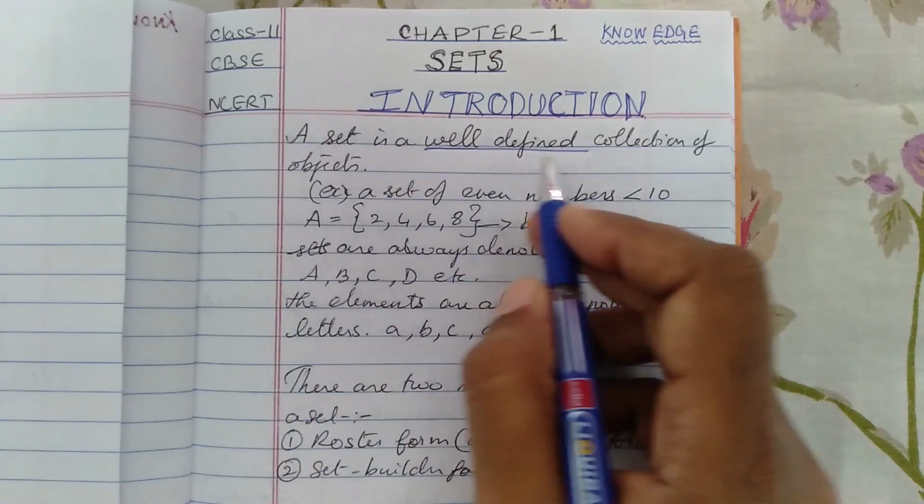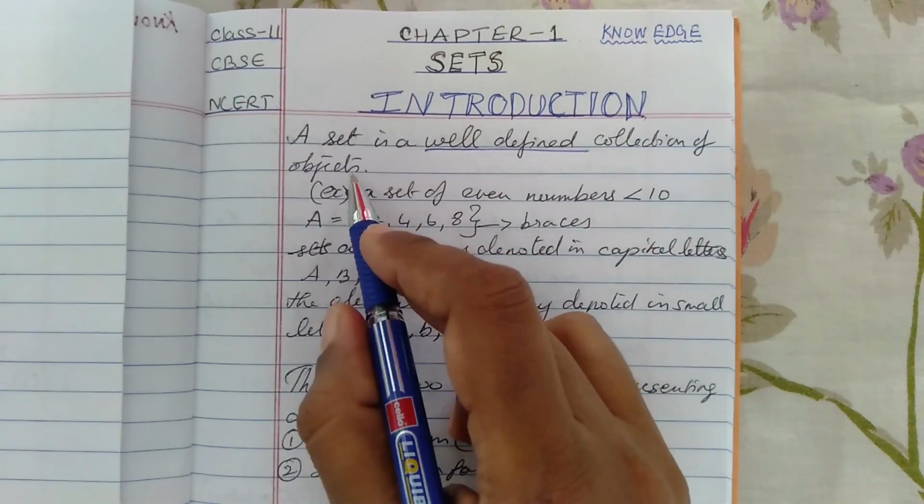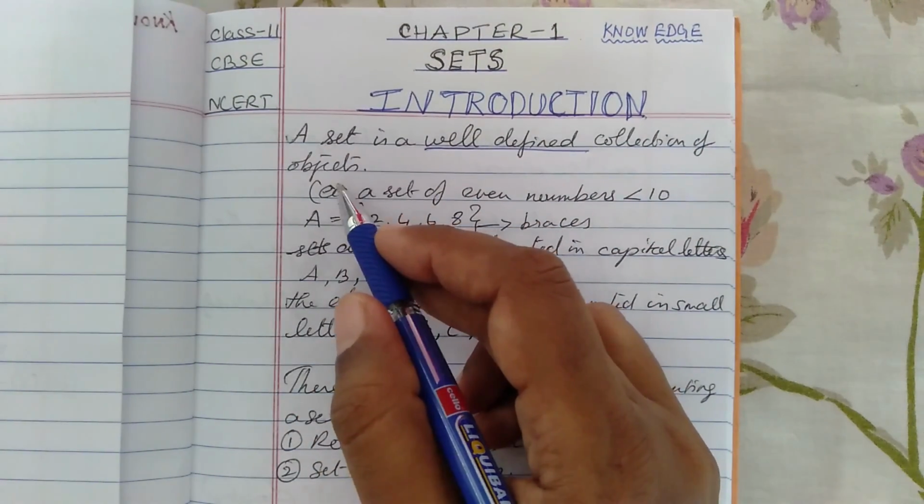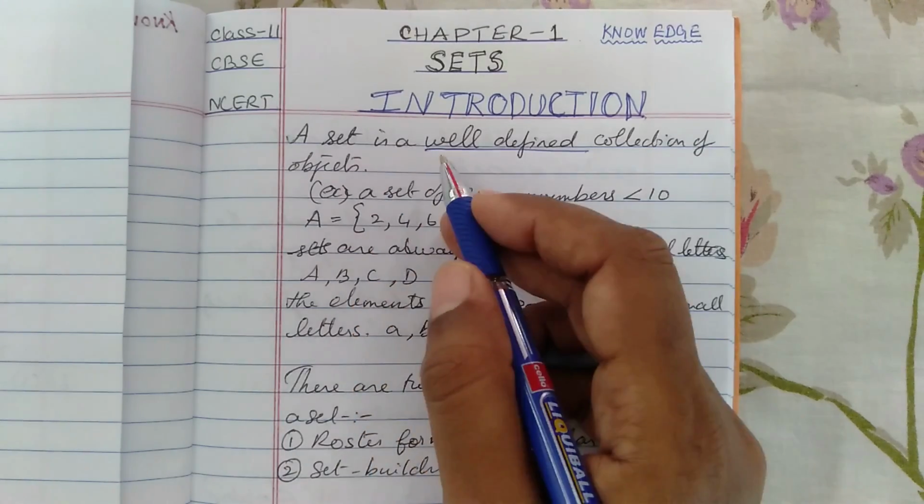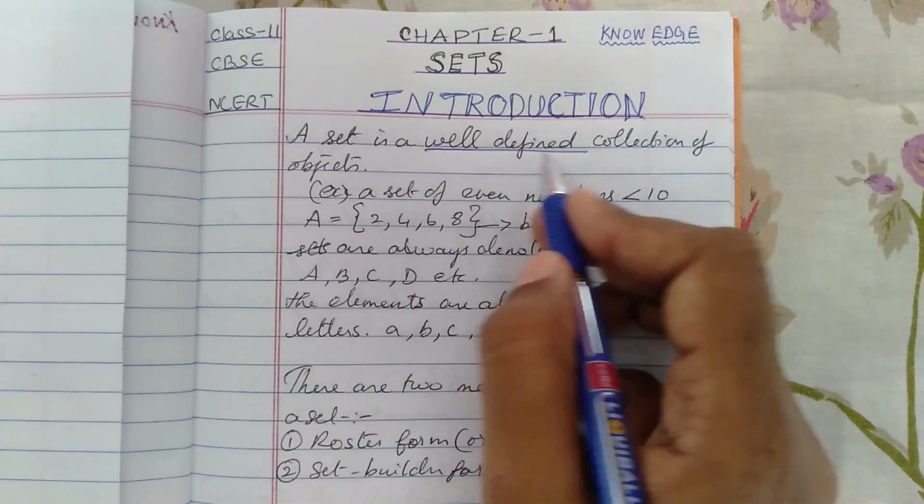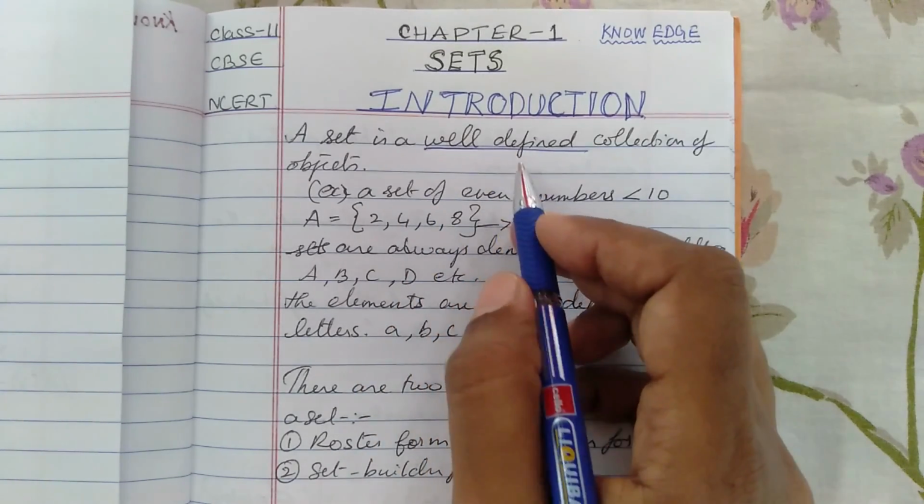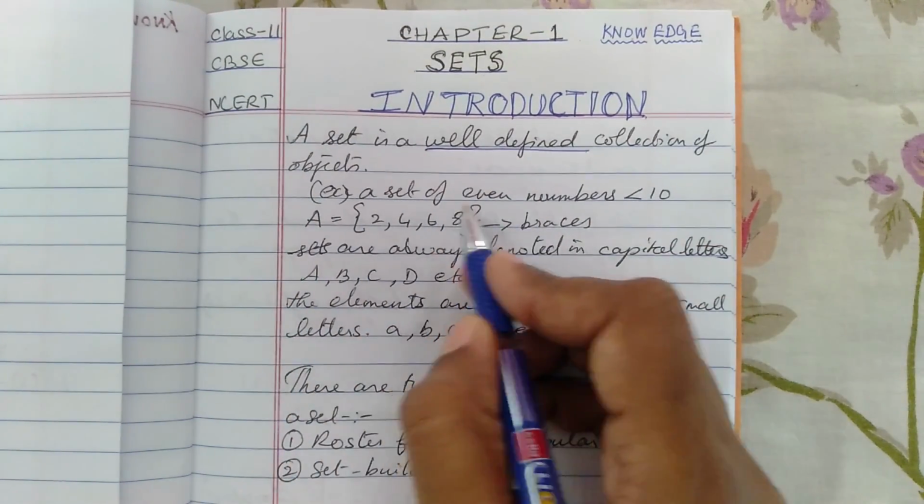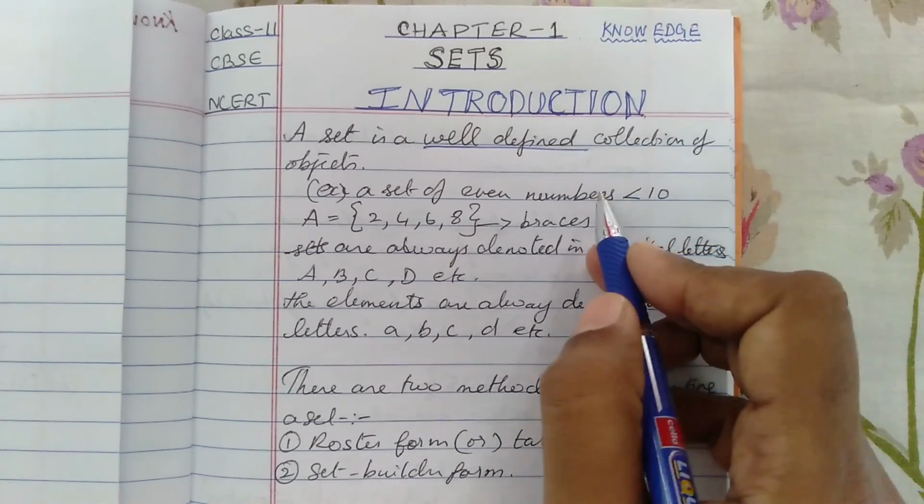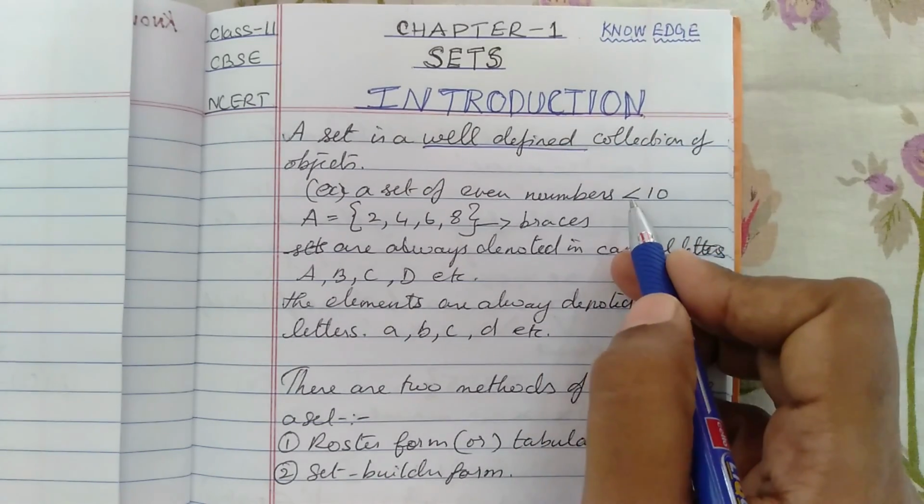A set is a well-defined collection of objects. Objects means it can be alphabets or numbers, whatever. Now here, well-defined means that the content of the set will be accurate. For example, if you see a set of even numbers less than 10, you all know the set of even numbers less than 10 is what?